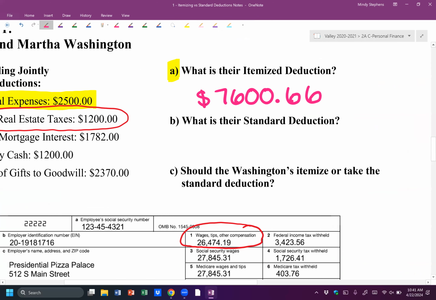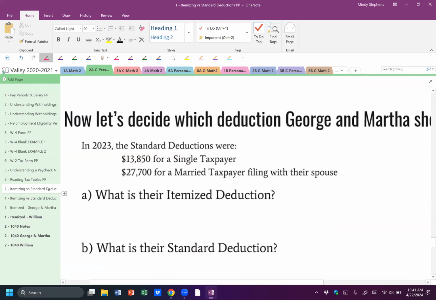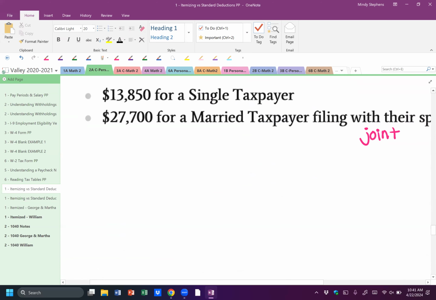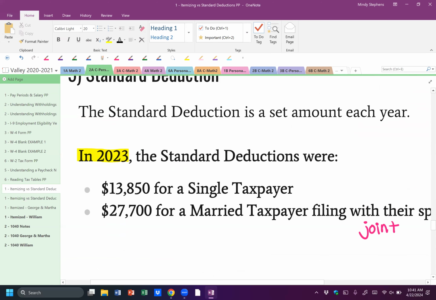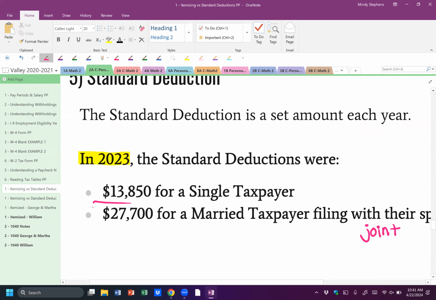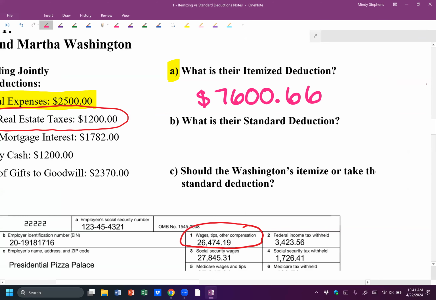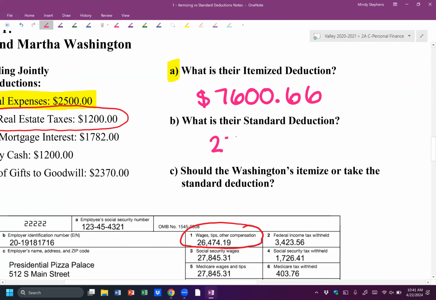Their standard deduction is the same for everybody. If you look at your notes that we just wrote, the notes at the very bottom, you have the standard deduction. They are married, so this would be the standard deduction for them. If they're married or single, these numbers will be the same every time for standard. So 27,700 is what we're going to write for this. 27,700. That is their standard deduction.